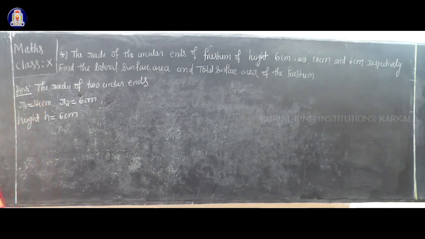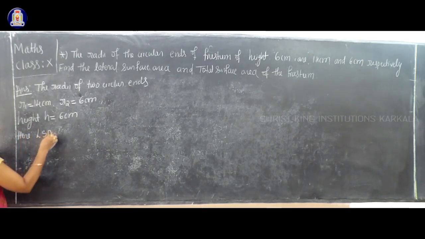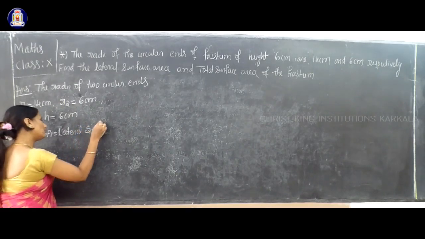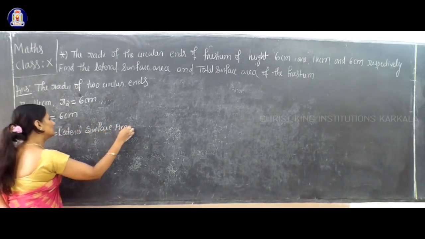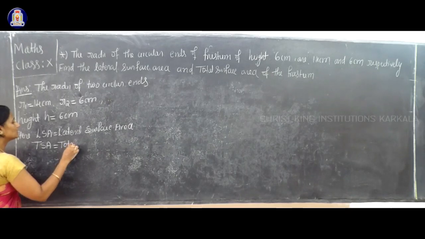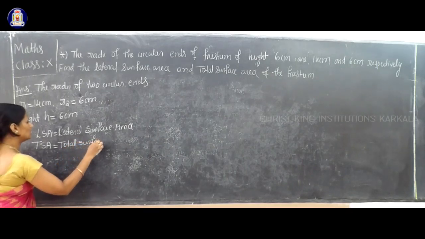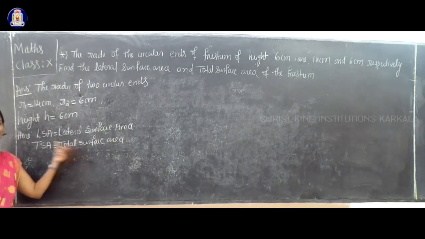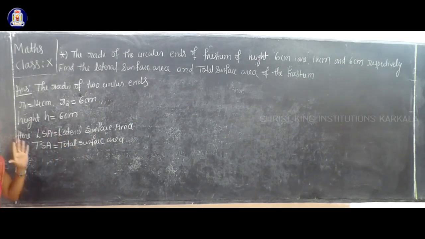So what to find? Find the lateral surface area. So I give notation here. LSA is equal to what? Lateral surface area. And TSA is equal to what? Total surface area. So TSA is total surface area. See here, you can't give notations and you can't use short forms for anyone. Because if you want to write LSA as lateral surface area, first you should mention what LSA is.